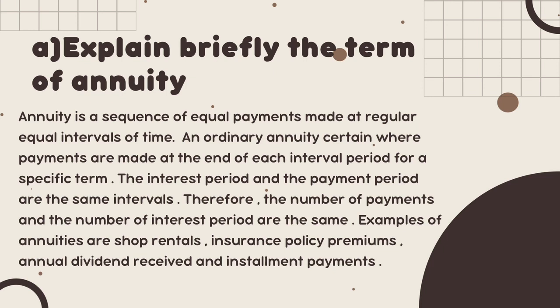Annuity is a sequence of equal payments made at regular equal intervals of time. An ordinary annuity certain is where payments are made at the end of each interval period for a specific term. The interest period and the payment period are the same intervals. Therefore, the number of payments and the number of interest periods are the same. Examples of annuity are short rentals, insurance policy premium, annual dividend receipt, and installment payments.